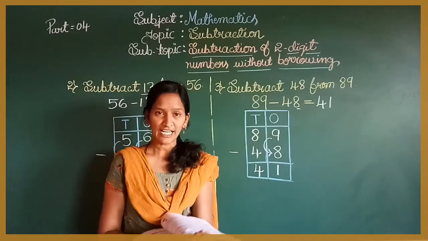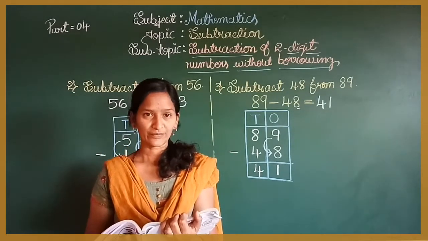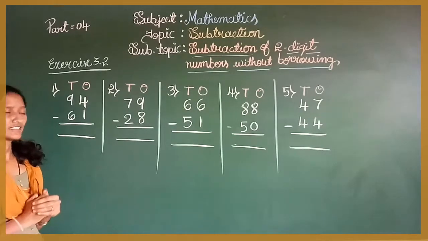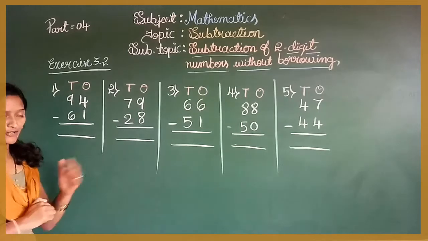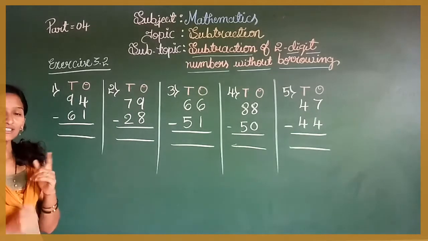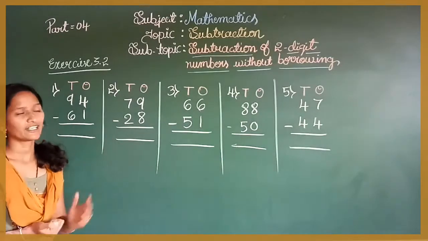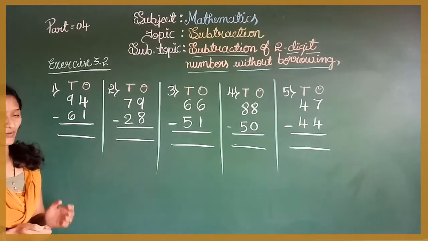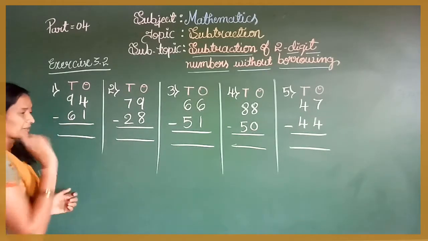I am reading the headline. Look here. Solve the following. Children, this is exercise number 3.2. The total number of questions is 5 here. The first one I will show to you. In the same way, you have to solve the remaining 4 problems. Okay? Yes, it is 94 minus 61.